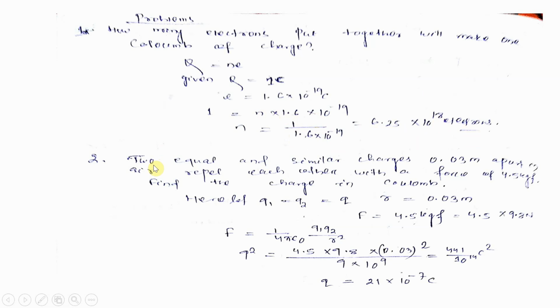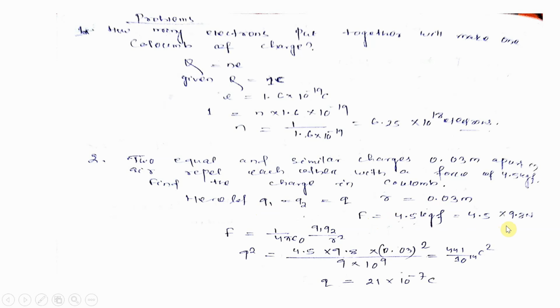And another question: two equal and similar charges are separated by 0.03 meter and repel each other with a force of 4.5 kgf, meaning kg force. Find the charge in coulomb. Here two equal and similar charges are there. We have to calculate the magnitude of the charges. So we will take Q1 equal to Q2 equal to Q, because the magnitude is the same. The separation distance, that means r, is 0.03 meter, and F is 4.5 kg force.